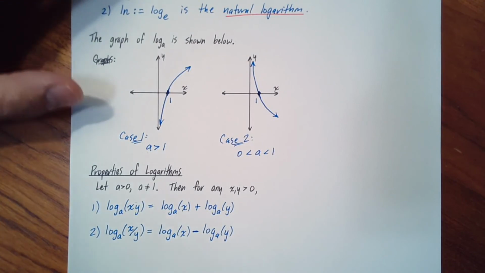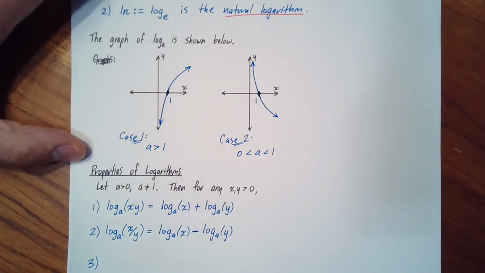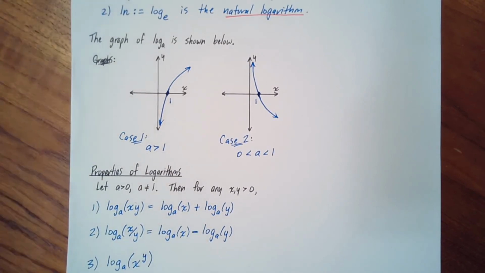Okay, so one last property. This is my favorite one. It says the following: if you have the log base a of a power, so let's say x is the base and y is the exponent, so log base a of x raised to the power of y, this property says that you can actually take this power right out of the log, and you can just bring it right down in front of the log and multiply it on instead.